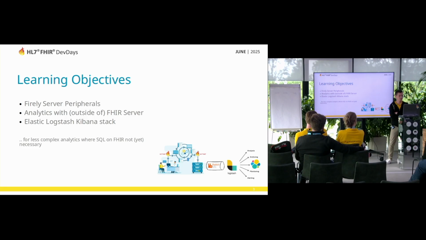But there is a bit of a disclaimer here. So this is not a SQL on FHIR talk. There were plenty of those during the week. This is really for a simple analytics use case that our client had to support, and not a complex one where the whole relational database and those kind of complex queries would be required.